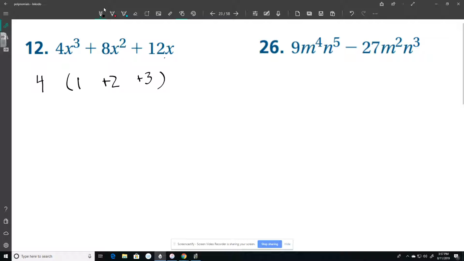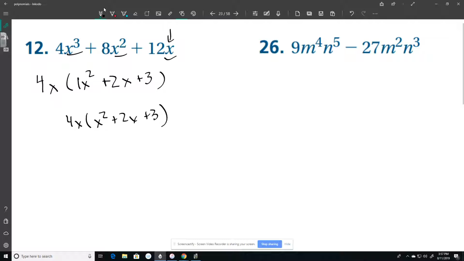And now I'm looking at my x's. And the most x's I can take out, again, is my smallest x, which is just 1x, which leaves me no x's here, because remember, I'm dividing it out. If I take 1x out of x squared, I'm left with x. If I take 1x out of x cubed, I'm left with x squared. So I get 4x multiplied by x squared plus 2x plus 3.